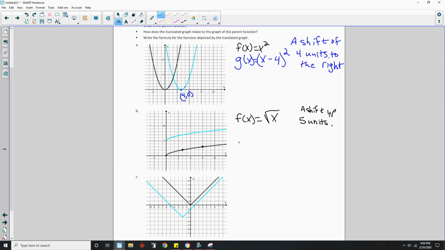So what does a shift up 5 units look like? g of x equals the square root of x, and then plus 5 on the outside. That is a shift up 5. If the plus 5 was under the radical, that'd be the square root function shifted left 5. So be careful about that. The 5 is outside the square root. Anything outside is an up-down shift. Anything inside is a left-right. So there's that function and its parent.